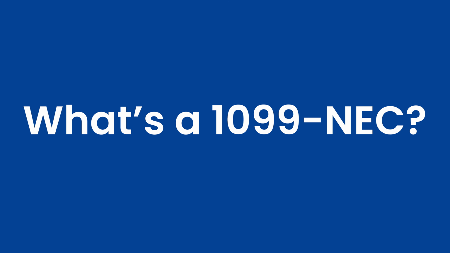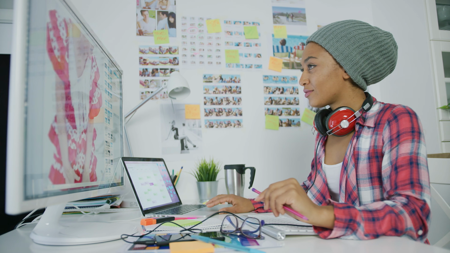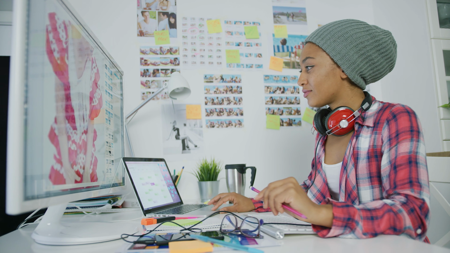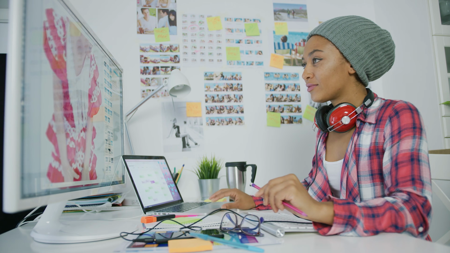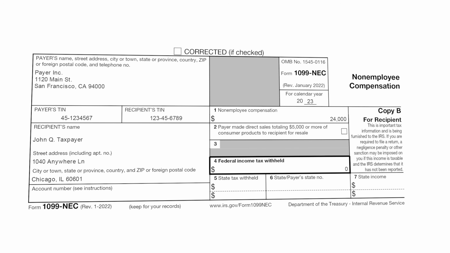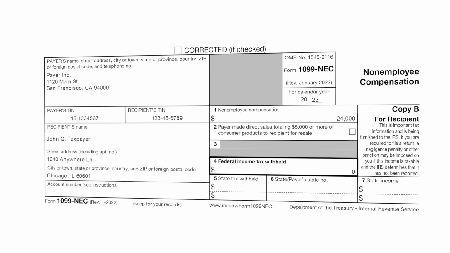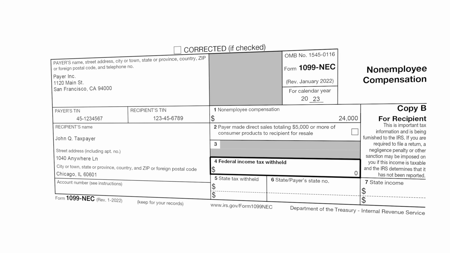What's a 1099-NEC? Now that we've covered W-2s, let's dive into the exceptions, and that is independent contractors. If you've paid anyone for their services who doesn't qualify as an employee, you'll most likely need to provide them with a Form 1099-NEC. The 1099-NEC, nonemployee compensation, is the form you use to report payments of $600 or more made to independent contractors or businesses that aren't incorporated. Think of this form as the equivalent of a W-2, but for non-employees.